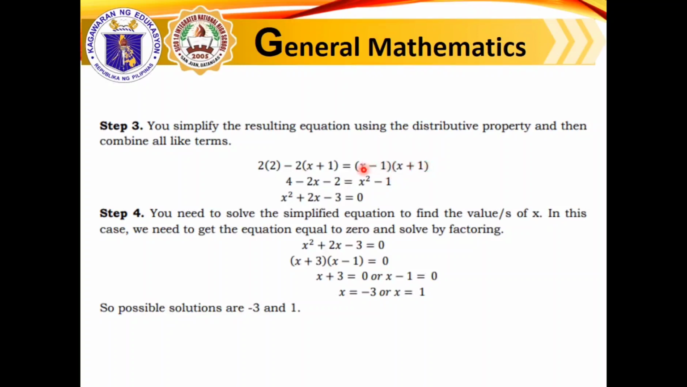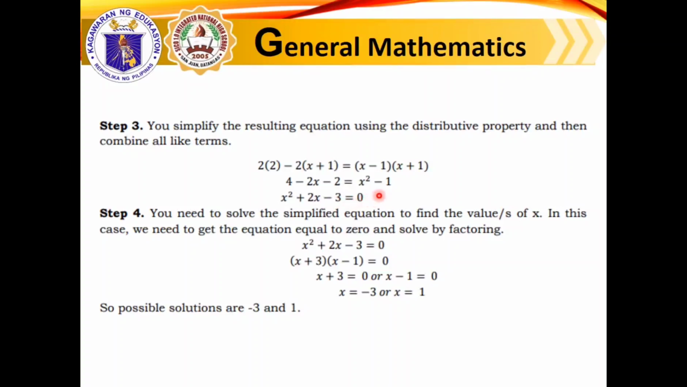So, x times x is equal to x squared. X times positive 1 is positive x. Negative 1 times x is negative x. So, we will just cancel negative x and positive x. Then, negative 1 times 1 is negative 1. Then, simplify. So, x squared plus 2x minus 3 is equal to 0.